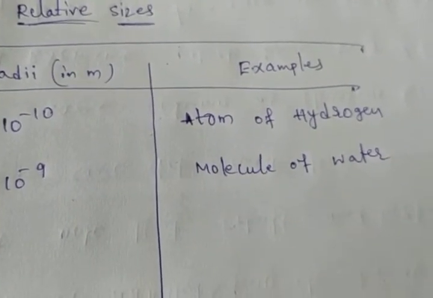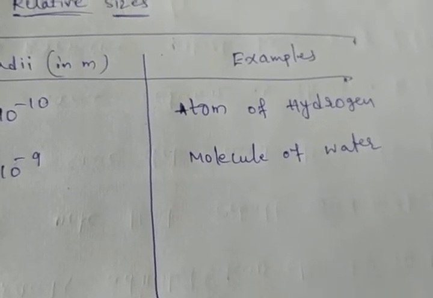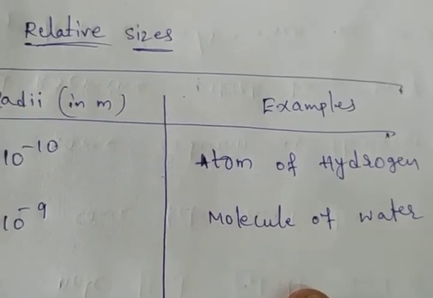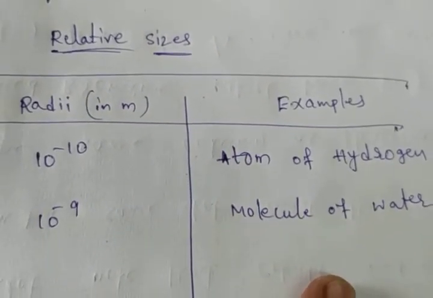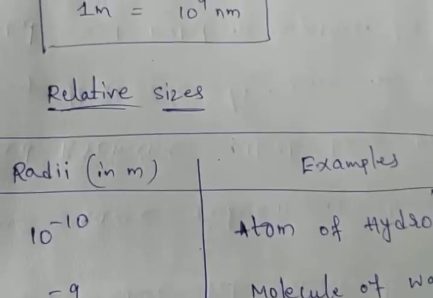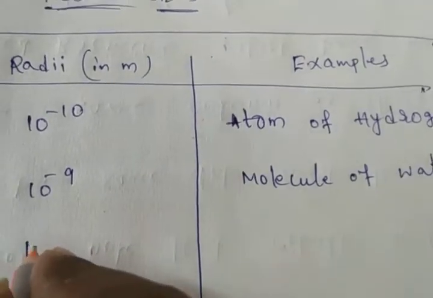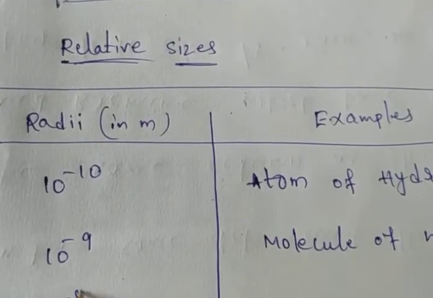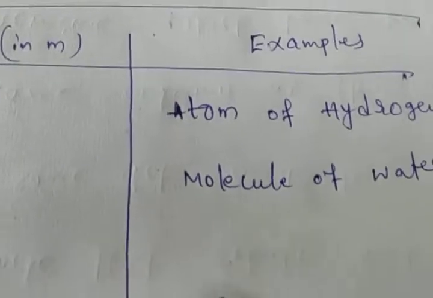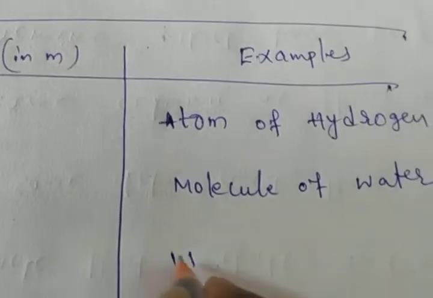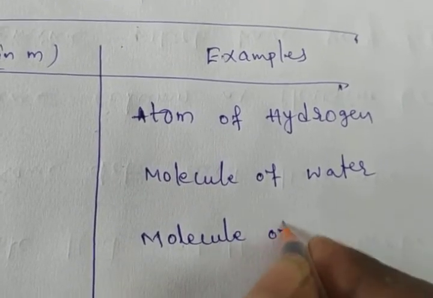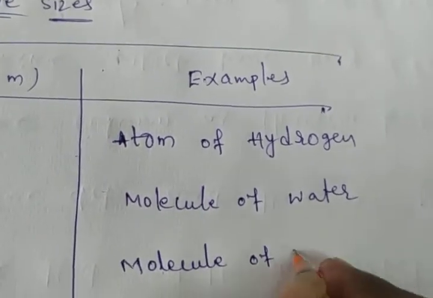And the hemoglobin molecule. The hemoglobin molecule radius is 10 to the power of minus 8. This is a molecule of hemoglobin.